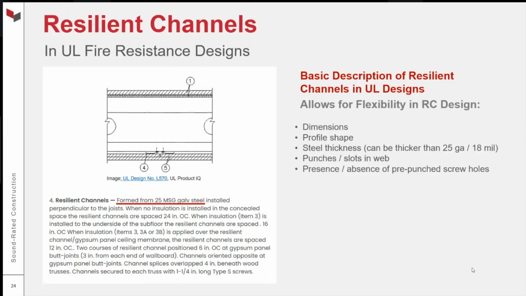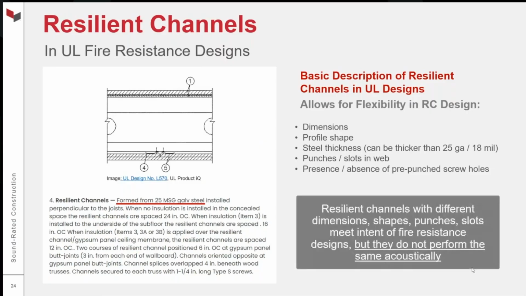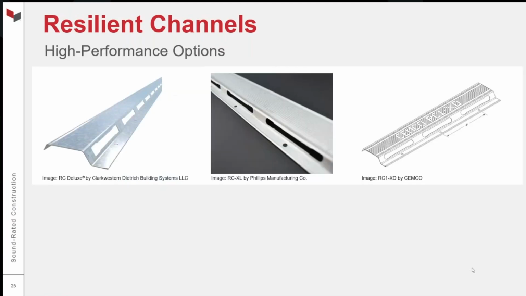But we're seeing different punches in the web. I noted the elongated slots in the original USG RC1. You might see smaller ovals or circular punches or no punches at all. Sometimes you have pre-punched screw holes, sometimes not. So it allowed for a lot of flexibility in resilient channel design. And so these different resilient channel designs meet the intent of the UL fire resistance design, but they do not all perform the same acoustically. I'm not going to talk about all of the other different resilient channel designs and the ones that don't perform well. I want to highlight the high performance options.